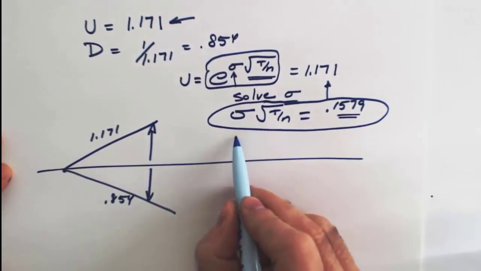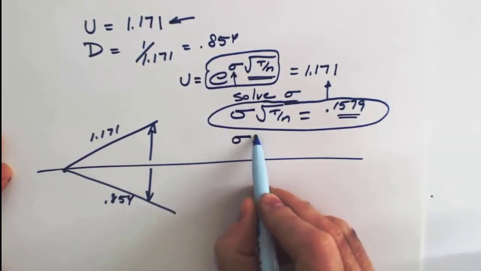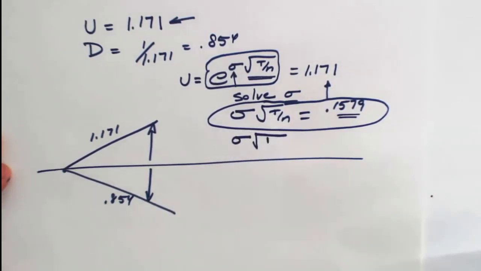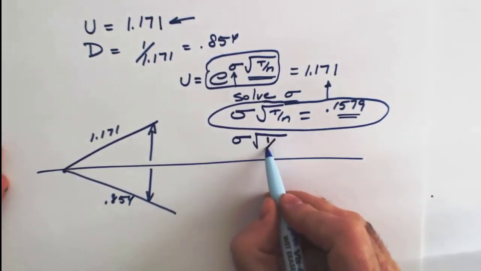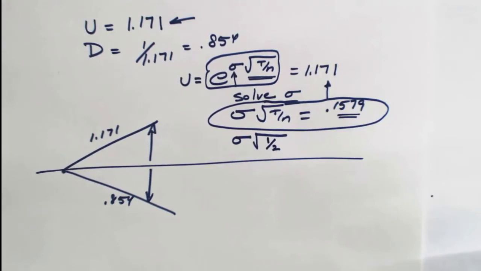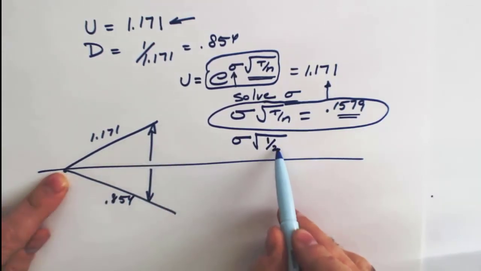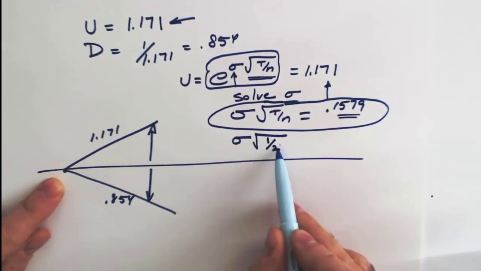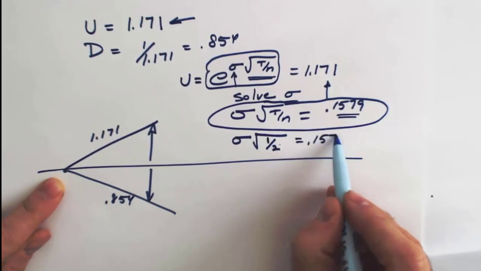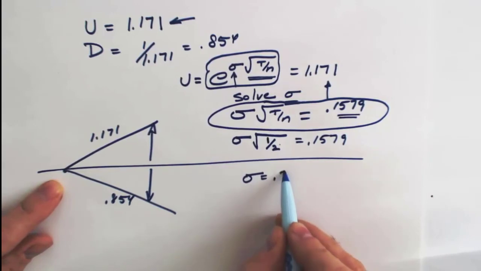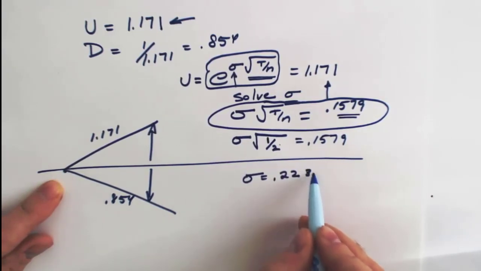0.1579. Now, we don't know what sigma is, but we do know what T is, and it covers 1 year, right? Remember, it's 1 year, and we want to figure out the fraction of a year that we're addressing here. And so in the binomial that we did, a two-step binomial, we take the square root of 1/2, where this is 2 steps. And then that equals 0.1579. And so when you solve this, you come up with sigma equal to 22.31.